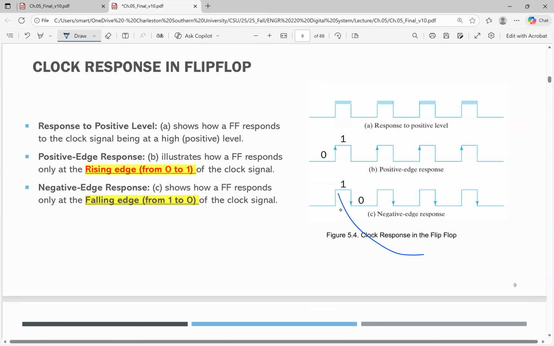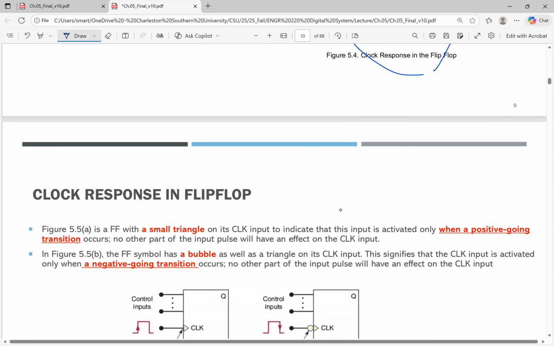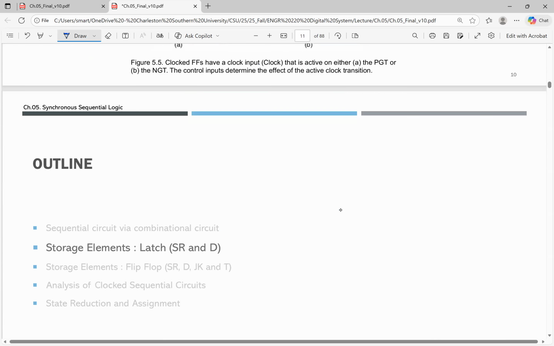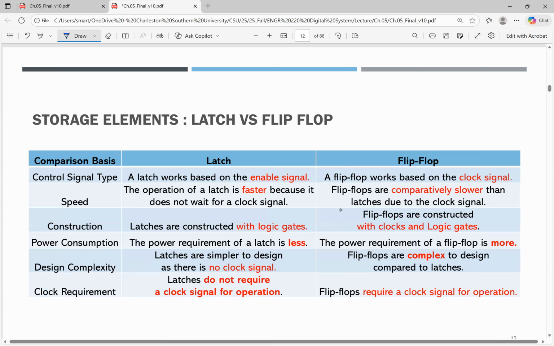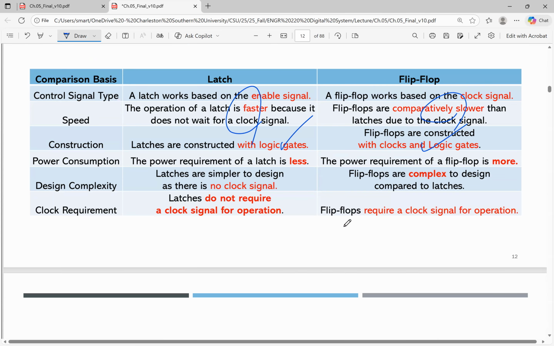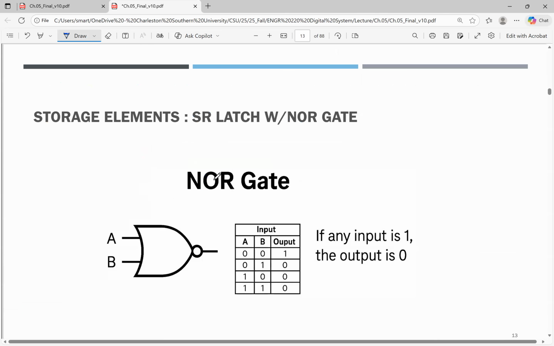They have three differences, but especially the rising and falling edge: the positive edge response and negative edge response we learned before, and also the symbols. Then this is the comparison. The flip-flop is comparatively slower than the latch, with more gates and more complexity. The flip-flop requires a clock signal for operation, but the latch does not require a clock signal for operation.